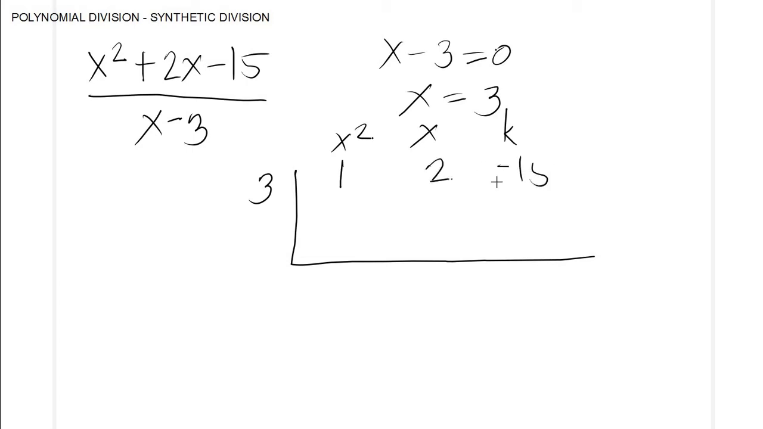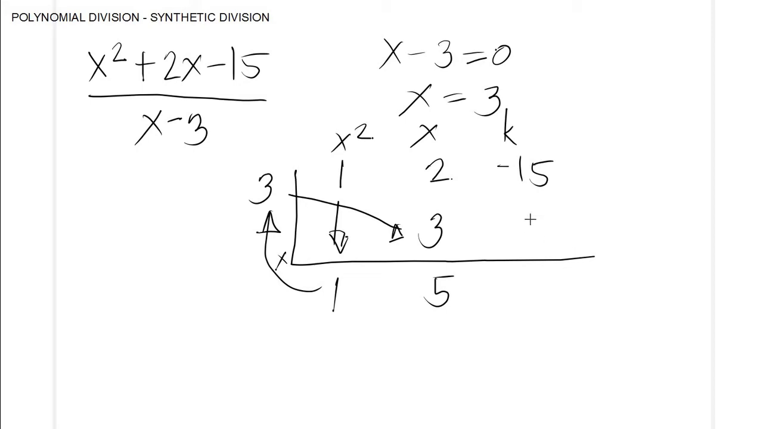So for x squared, the coefficient is 1. For x, it's 2, and the constant is negative 15. What we first do is bring down the first digit, so that's 1. Then we multiply it to 3, that would be 3, and we add 3 to the next digit, which is 2, so that would be 2 plus 3.